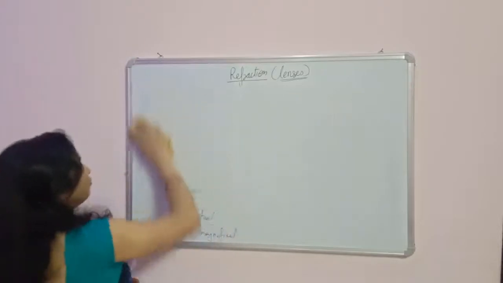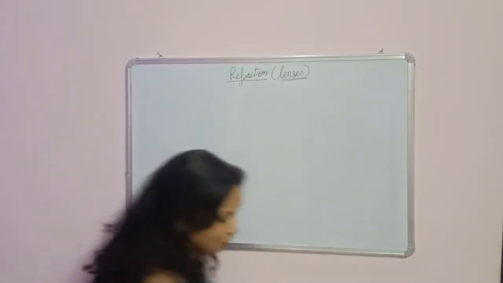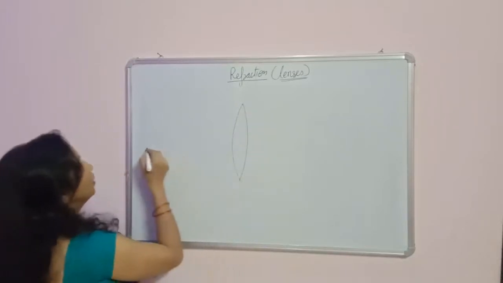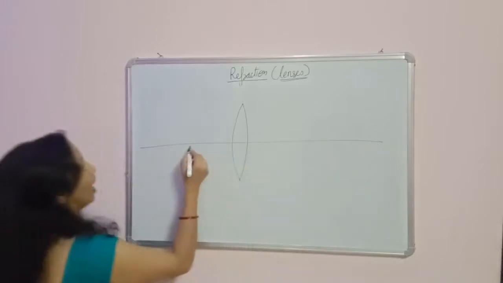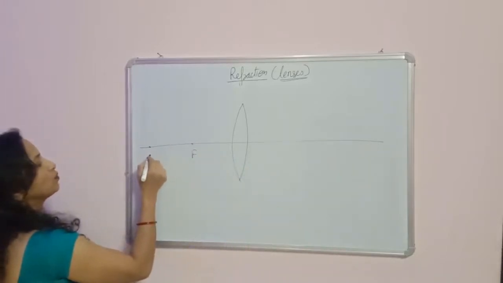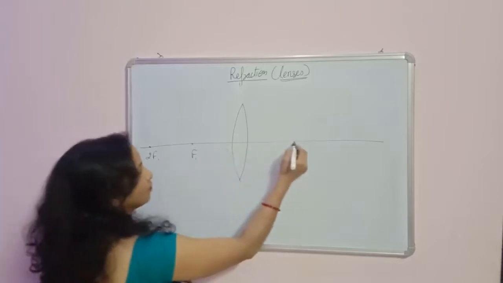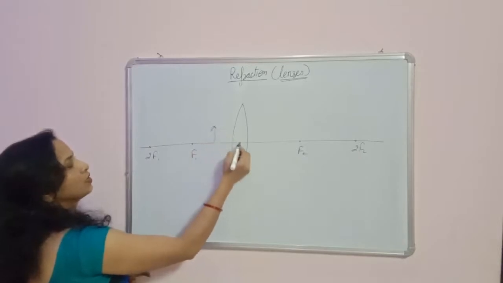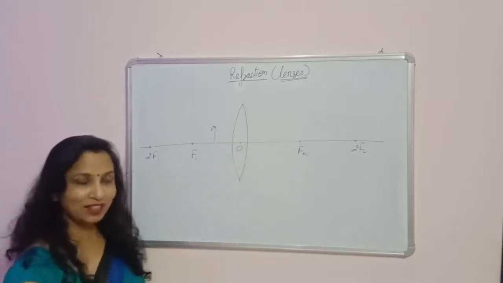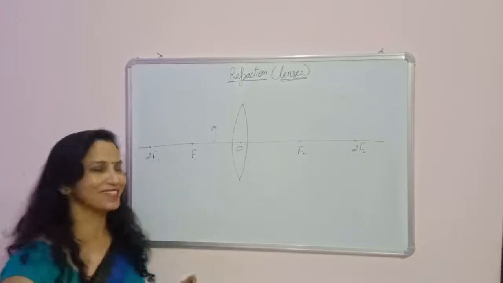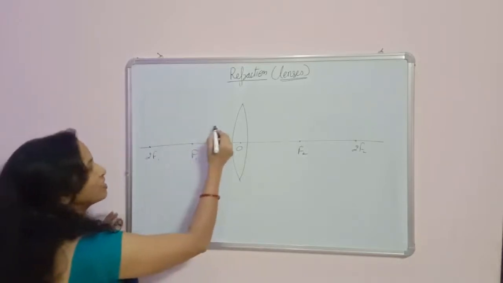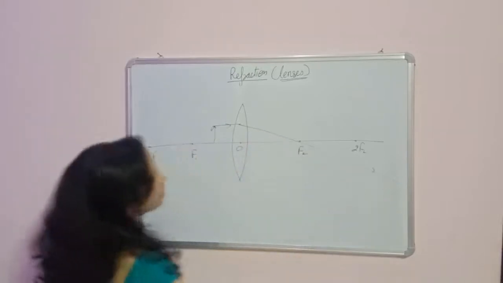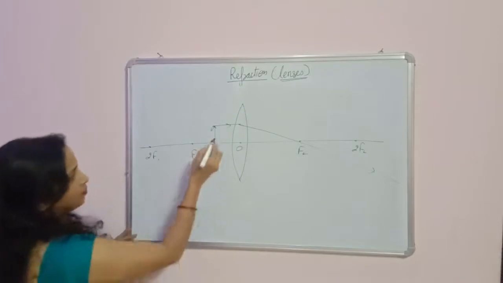You can pause my video for drawing the images and for writing the nature of the image. The fifth condition is, since we are moving towards the lens, now we are placing the object in between F and O. O is the optical center. So now we place the object like this. This is the special place. Always remember this special place. What is special about it? The ray which is coming parallel to the principal axis will pass through the principal focus like this. Another ray will pass through the optical center.